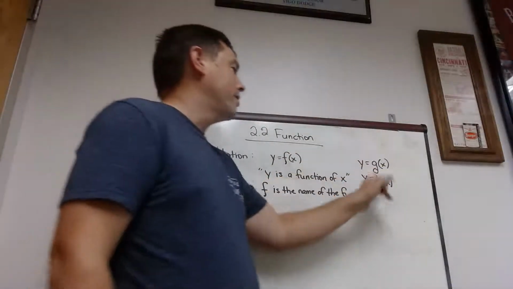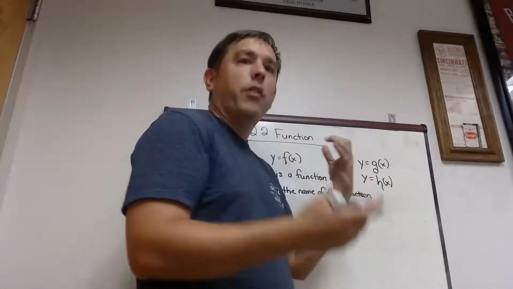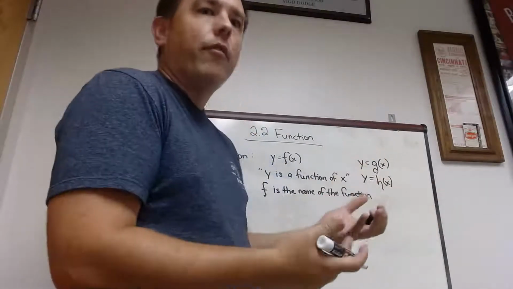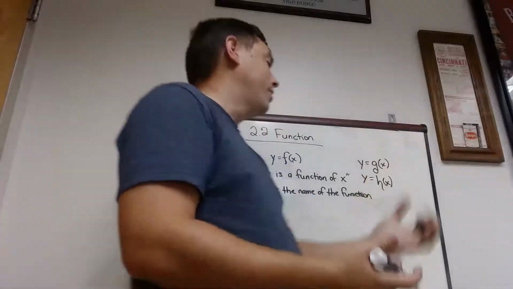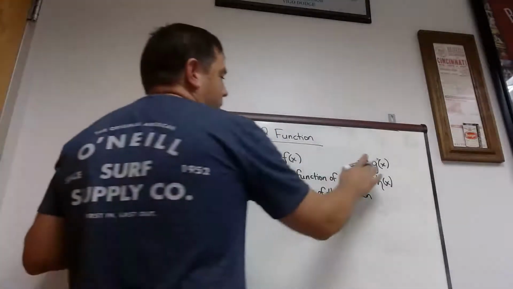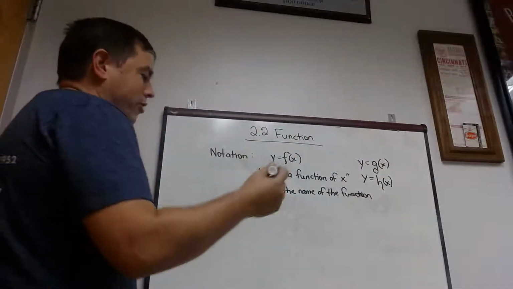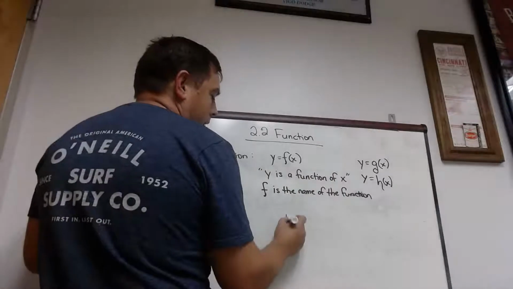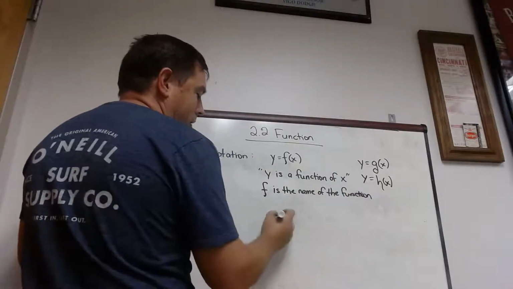It just means that usually if we look at two equations together and they're both functions, we like to call them by different names. We don't want to call them both f of x because they're different functions. So we say, okay, one's f, one's g, and if there's a third one, we'll call it h, all right? F is the name of the function, g is the name of the function, h is the name of the function.